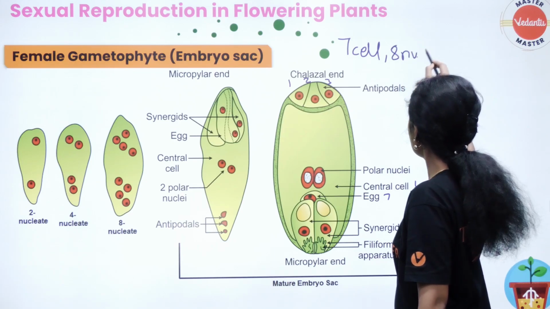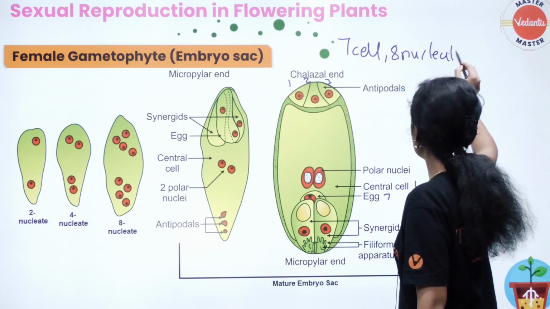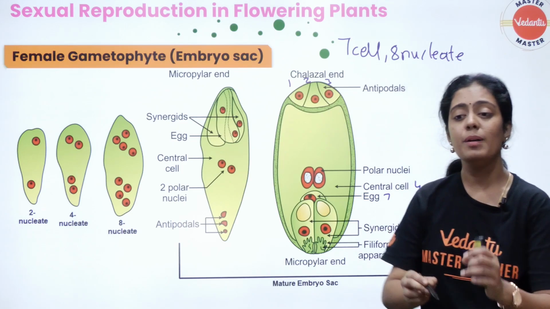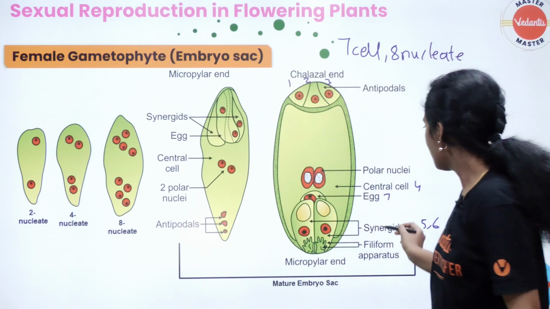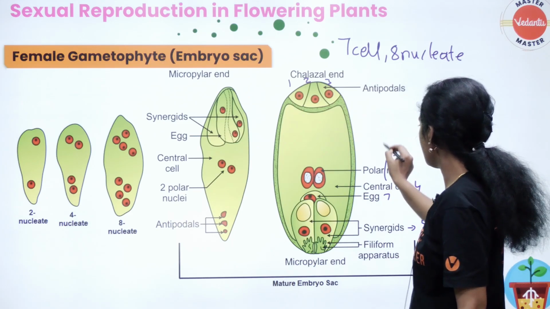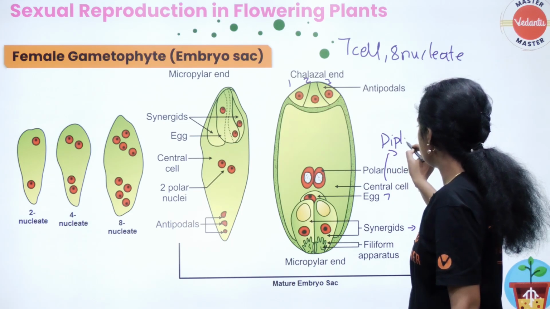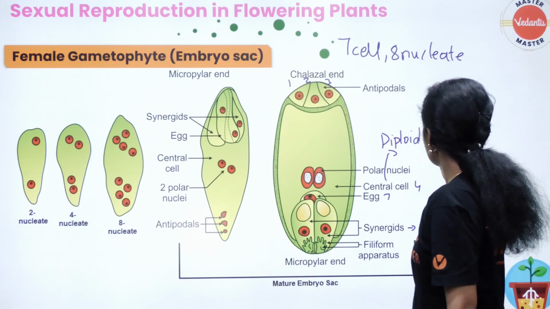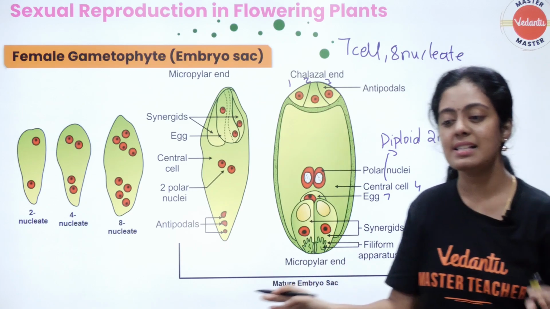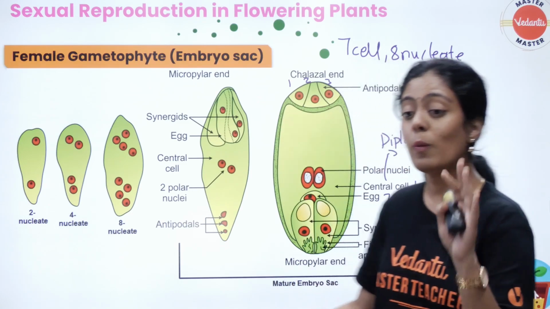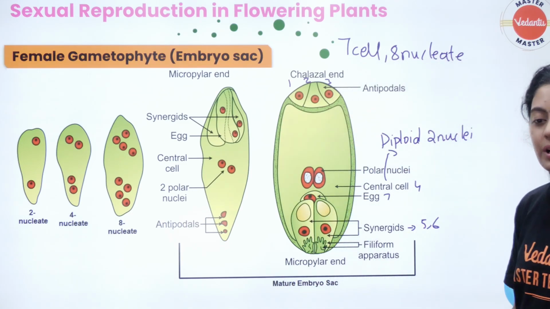Madam, what are you saying? You say 7 cells, and then you say 8 nucleate, how? Very simple, because my central cell is having 2 nuclei. My central cell is a very important cell. It is the only cell which is diploid in nature, it has 2 nuclei. All the other cells here are haploid in nature, only your central cell is diploid.